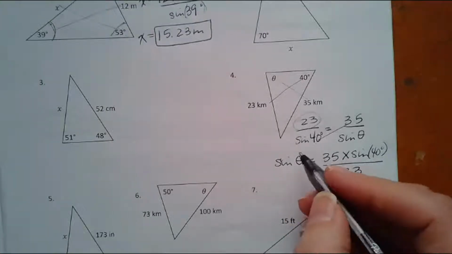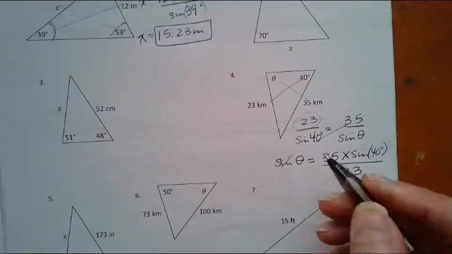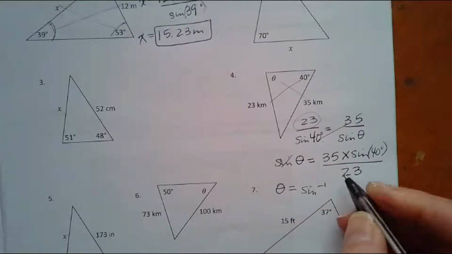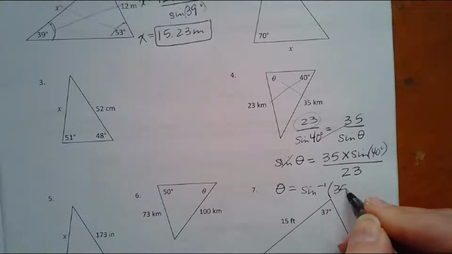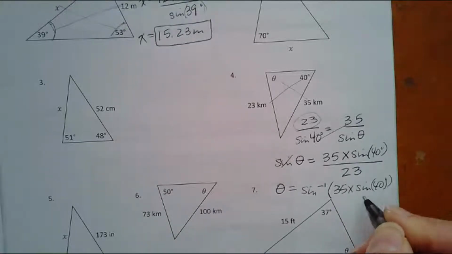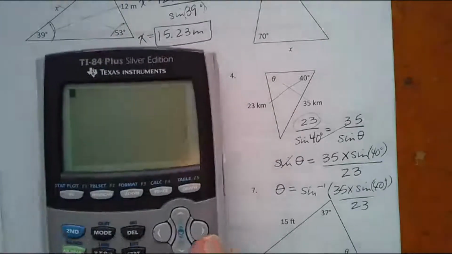So in order to solve for theta, the very first thing I have to do in my calculator is access that shift sine. And then I'm going to do my 35 times sine 40 divided by 23. So in the calculator, it looks like this.